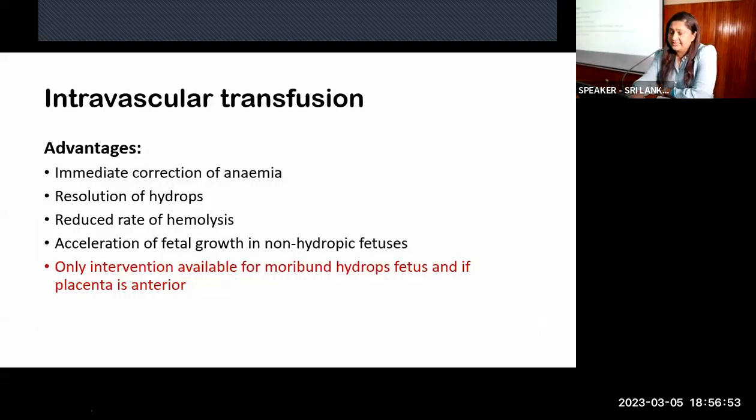So what are the advantages of an intravascular transfusion? Anything has its advantages and, of course, its disadvantages as well. In terms of advantages, there's an immediate correction of anemia, a resolution of hydrops, a reduced rate of hemolysis, and an acceleration of fetal growth in a non-hydropic fetus. And it is the only intervention available for a moribund hydropic fetus and if the placenta is anterior.